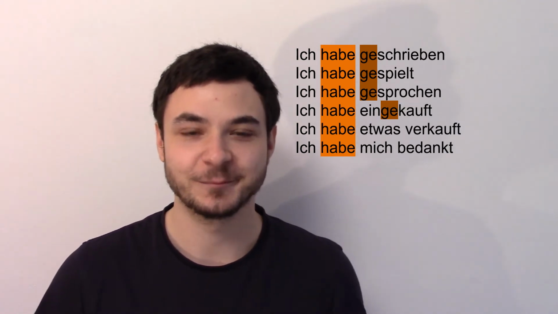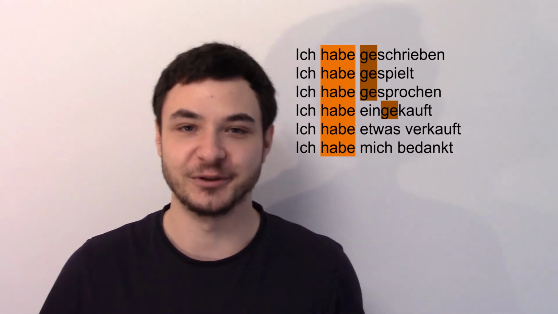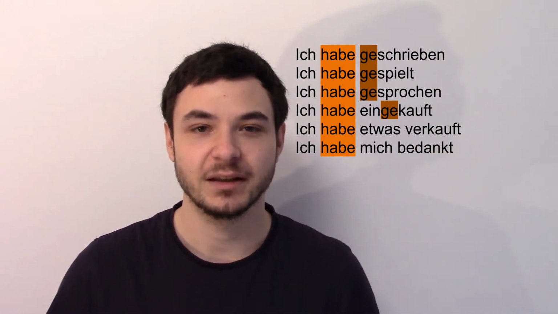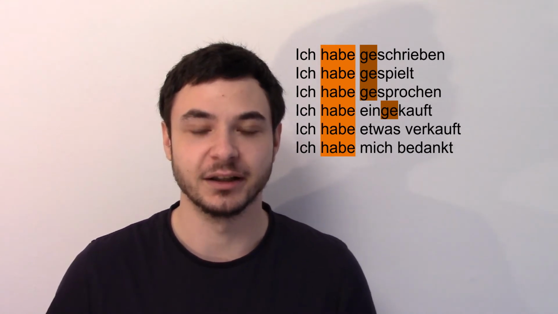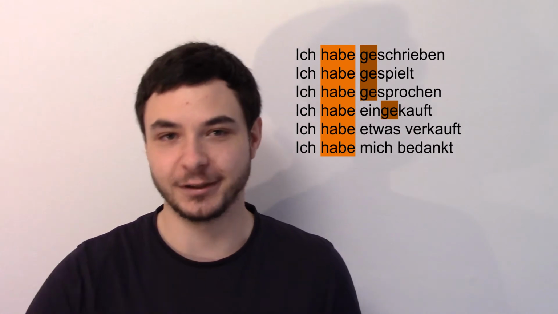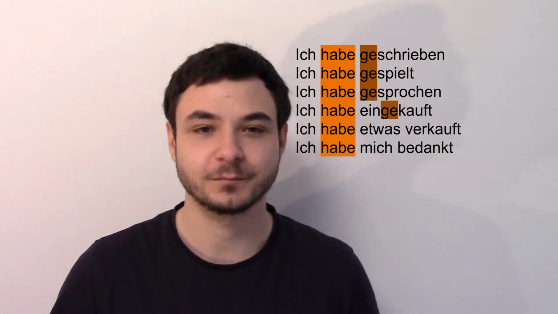So what can we see on those examples? We can see that the verb habe goes to the second place and then the second verb gets a GE at the end. So what we can also see is that the endings in the past often get an EN or a T, and sometimes the vowel changes a little bit.